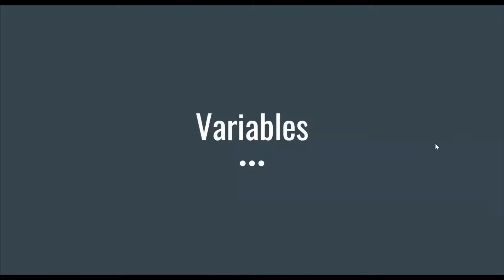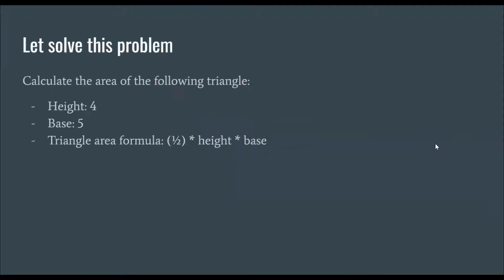Today we are going to discuss variables, and we will start by solving this problem. Assume we have a triangle with height equal 4, base equal 5, and the area of a triangle is calculated by half times height times base. So we will solve this problem using Python and show the result using the print function. So let's move into Jupyter.